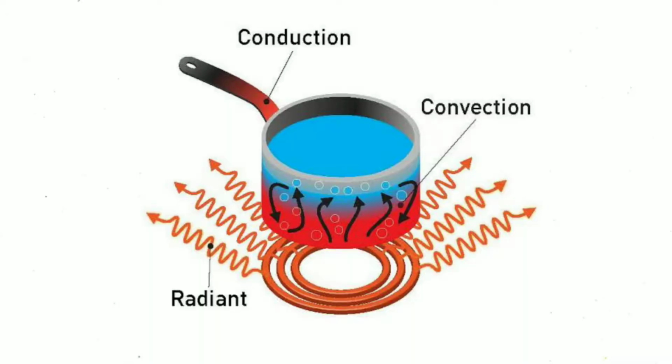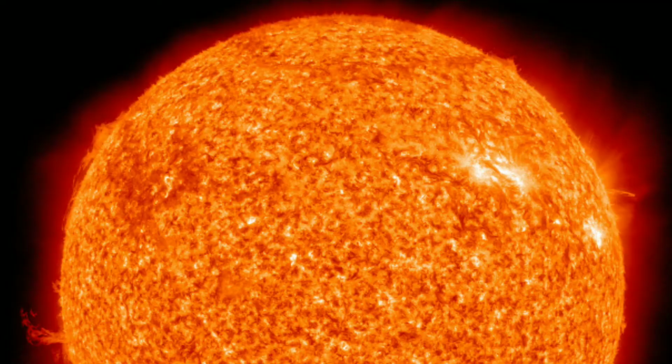How does an induction cooktop work? We know that heat can be transferred in three ways: by convection, thermal conduction, and radiation. An example of heat transferred through radiation is the heat from the sun. In the case of radiation, there is no need of a medium to transfer the heat.